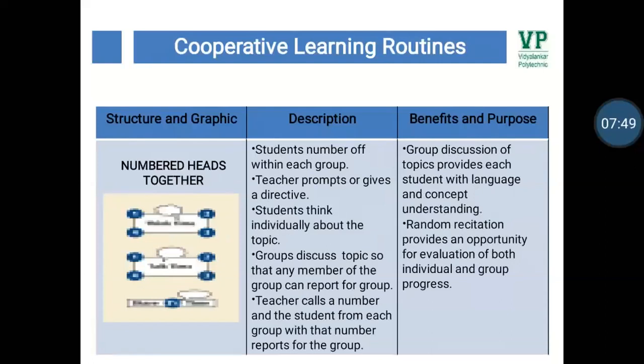Numbered heads together. A team of 4 is established. Each member is given a number: 1, 2, 3, 4. Questions are asked of the group. The group works together to answer the question so that all can verbally answer it. The teacher calls out a number, for instance 2, and each 2 is asked to give the answer.